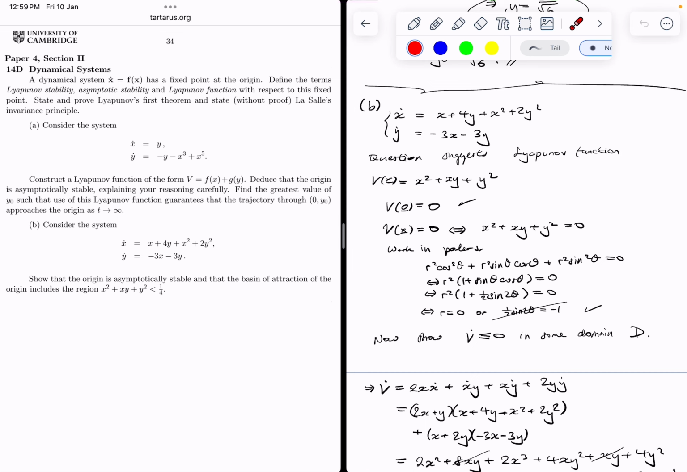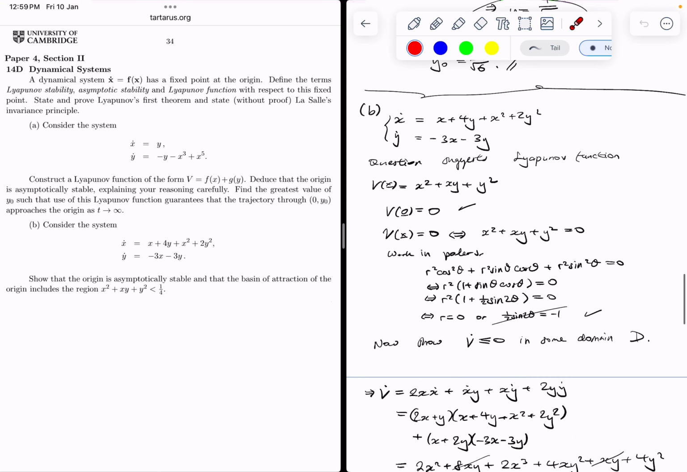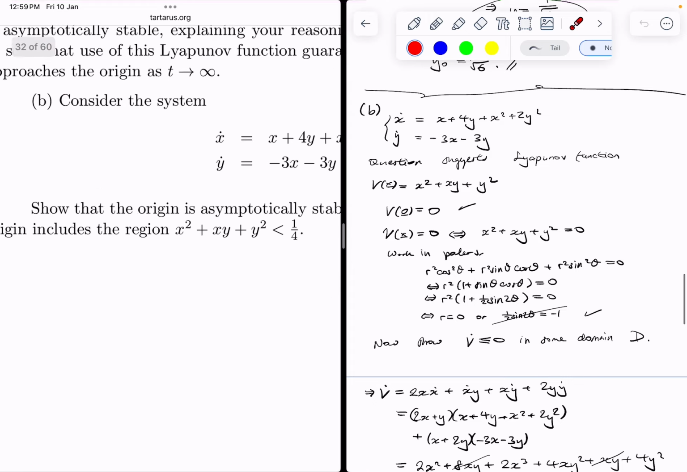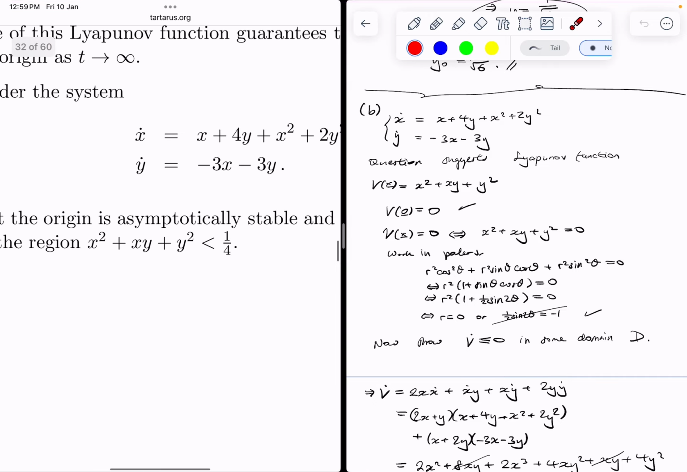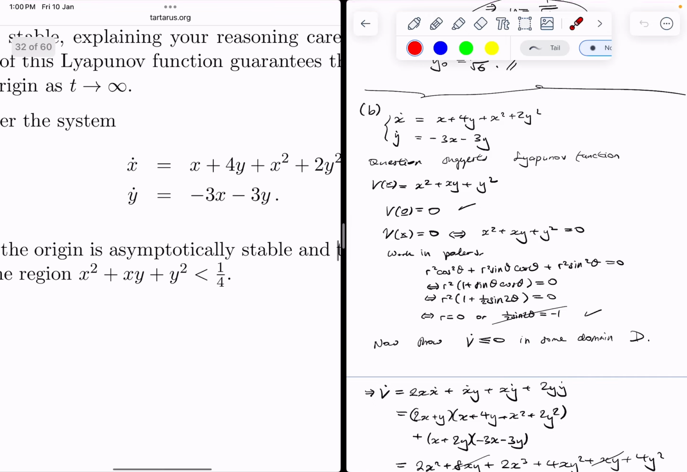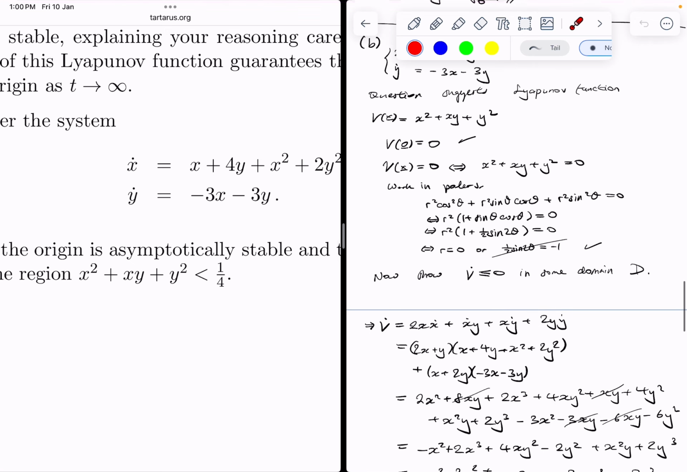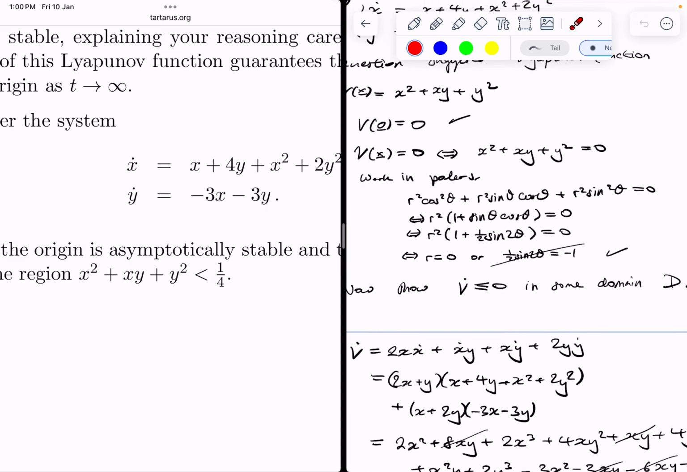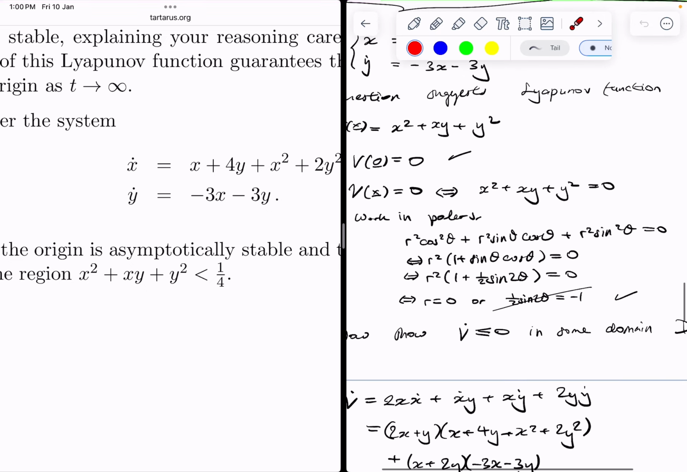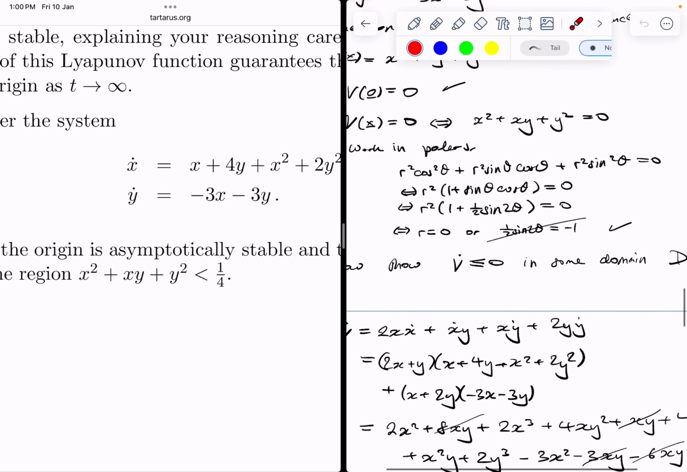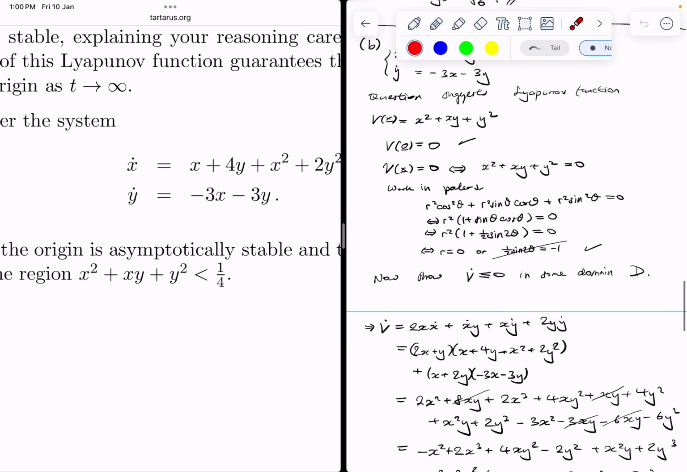For part B, this part I struggled with, I shouldn't have in hindsight, and so that's why I want to highlight this. The question actually suggests using this Lyapunov function because they're saying in the region blah, so that better be the Lyapunov function, so that's what you choose. You use polars to show that this thing is not 0 except for at the origin. It took me a while to figure that one out.